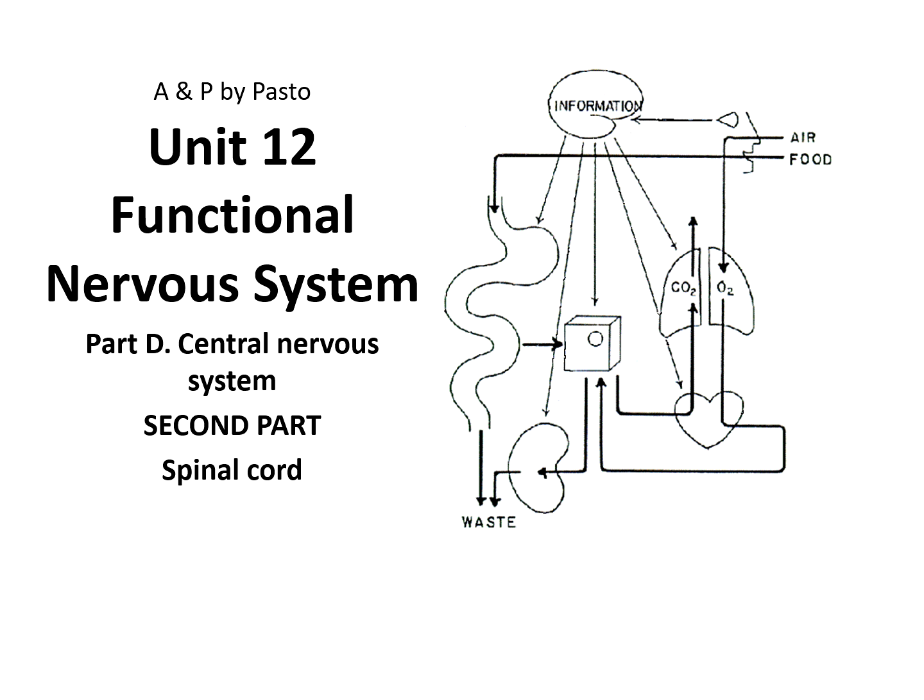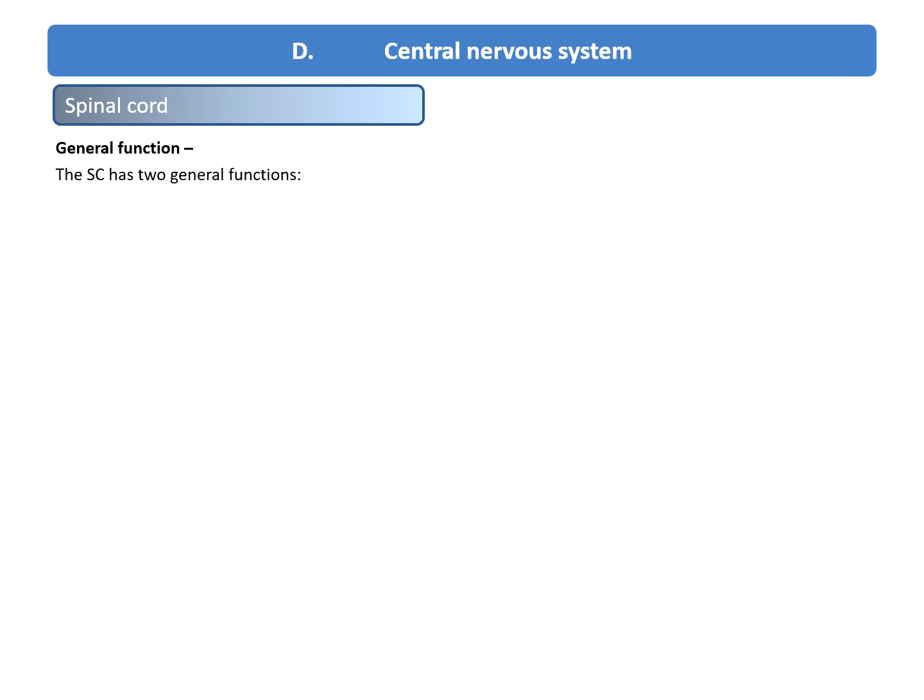Continue with the functional nervous system. Part D, the second part. This is a look at the spinal cord. Now remember, the anatomy of the spinal cord was covered in the first part. The spinal cord has two general functions.